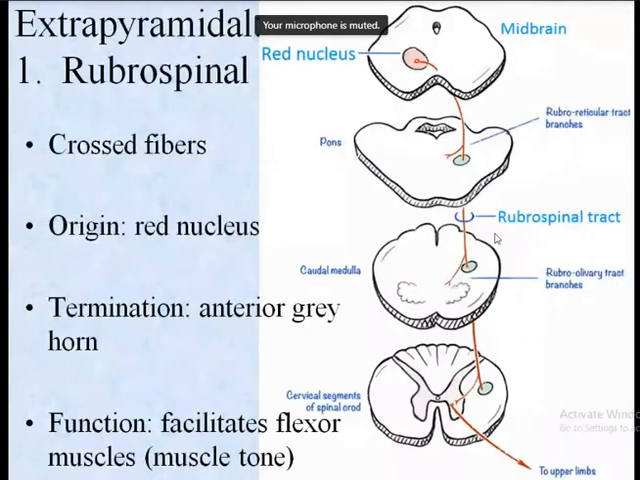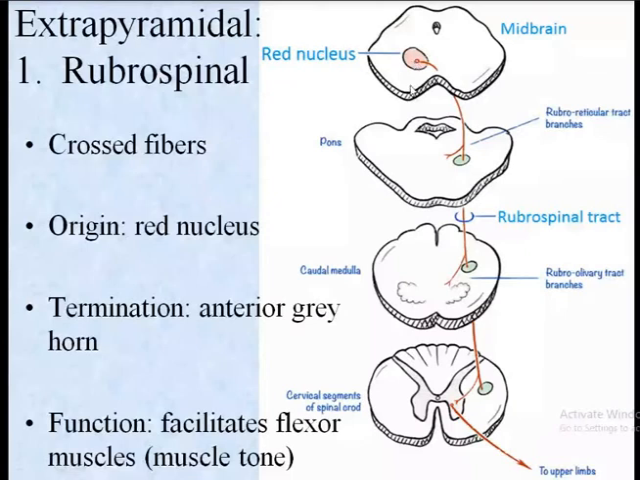The extrapyramidal system consists of a number of fibers. Okay, to start with, rubrospinal. So here also the name itself is suggesting rubrospinal tract. The rubrospinal tract begins from the red nucleus present within the midbrain. Okay, this is a transverse section through the midbrain, and this particular nucleus present within the midbrain is known as the red nucleus, from where this rubrospinal tract begins. Okay, so it originates from the red nucleus in the midbrain.